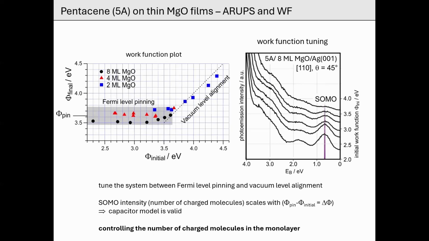So we did a lot of experiments here, a lot of parameters varied. At the end, we look at this work function plot that I showed you also in the beginning, and we can really get this vacuum level alignment regime where we have no charging at high work function, and then the Fermi level pinning regime at lower work functions. Now, quite important here is that the common belief, before we reported this, was that once the system enters this Fermi level pinning regime, all molecules are charged. And actually, this is not the case.